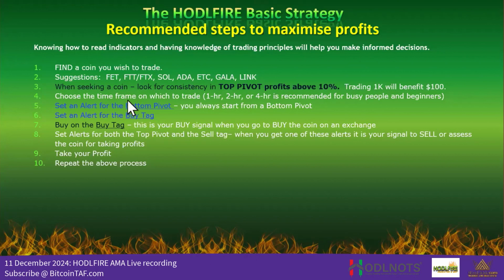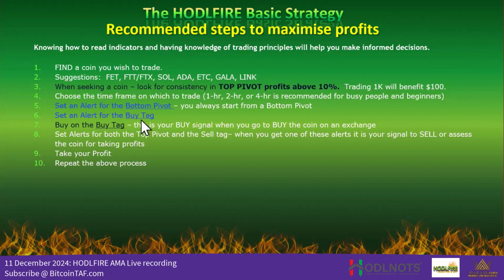So what you do is you'll choose the time frame. Let's say we're going to use the 4 hour because we're a brand new beginner. You want to go in and you're going to set the alert for the bottom pivot. You always start on a bottom pivot and you just start working the coin. Once the bottom pivot alert comes in, you set the alert for the buy tag. The buy tag confirms that the bottom is in and that we are pivoting, or we're ricocheting, or we're going to pivot and go the other direction. If it was coming down, the bottom's in, it's going to pivot and go back up.